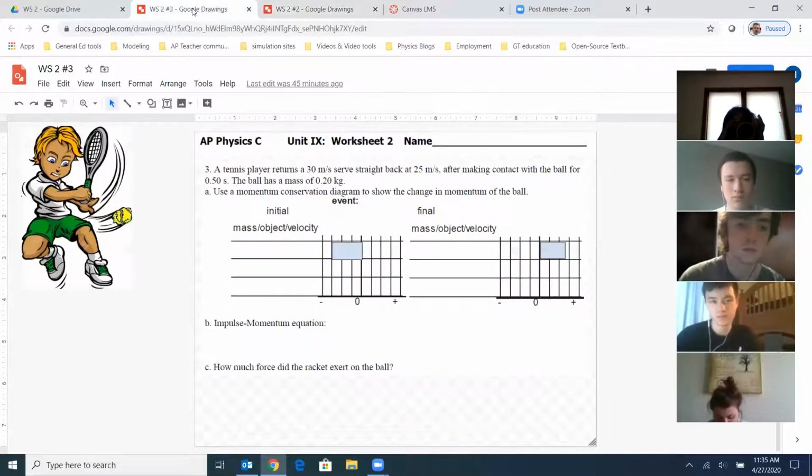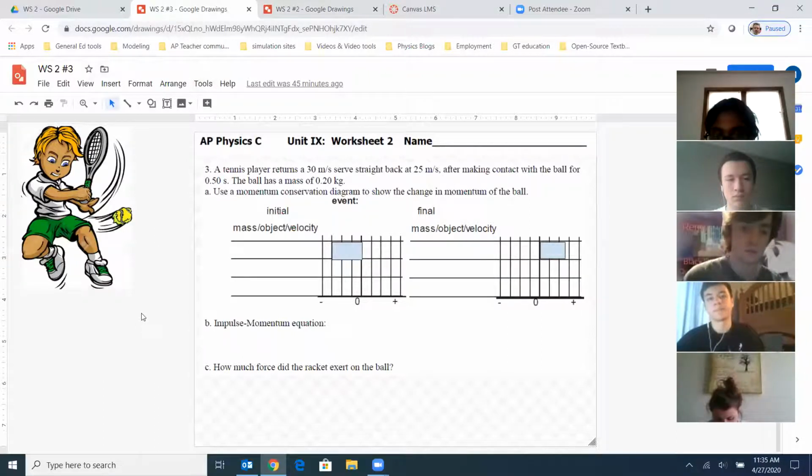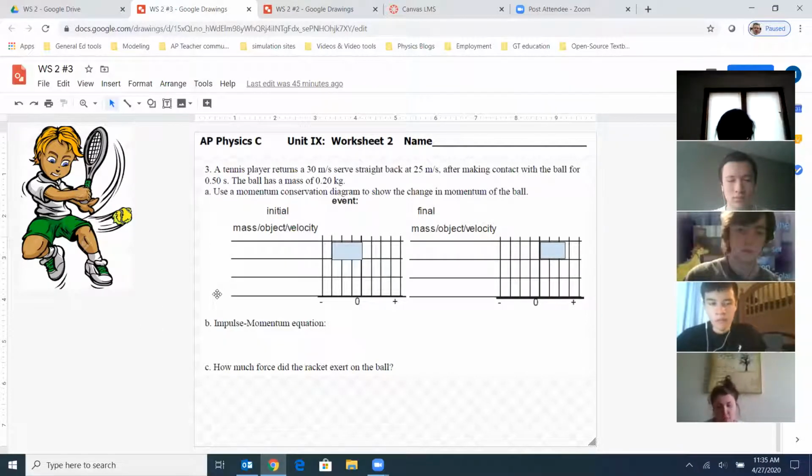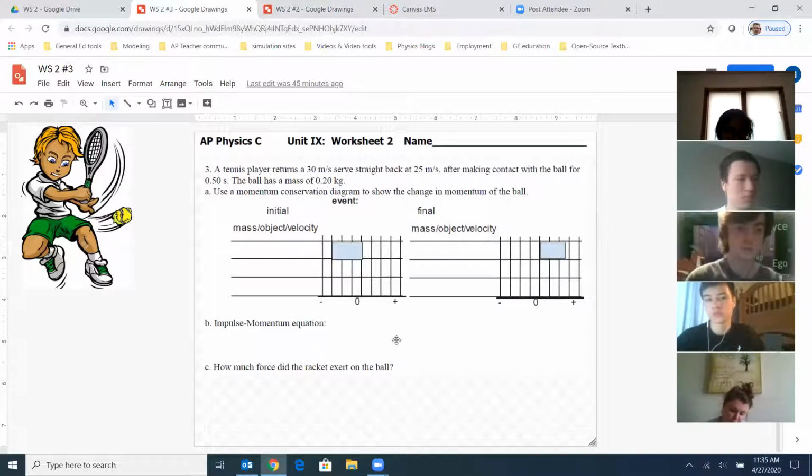Okay, so the last one we're going to do is number 3. We have this tennis player and they're returning this serve straight back. So in this one, we only have the mass of the ball. We don't have the mass of anything else. So we can't really do conservation of momentum, but we can still do impulse equals change of momentum. And this chart actually helps you with that as well. So I actually think this one's a little bit easier.